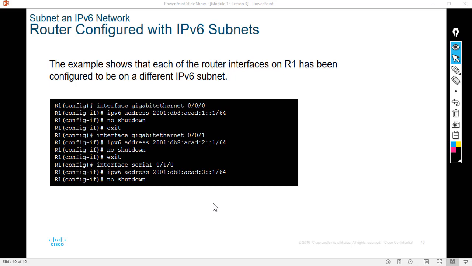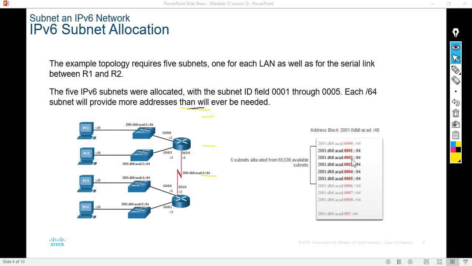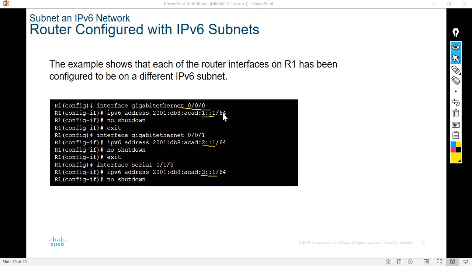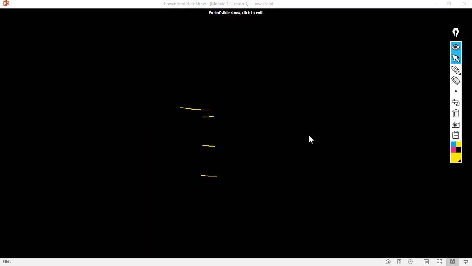So similar to configuring IPv4, the example here shows that each of the router interfaces has been configured to be on a different IPv6 subnet. So notice interface G0/0, notice it's 1:1, and then another interface is 2:1, another interface is 3:1. That's in reference to the previous slide. Remember we have this 1, 2, 3, 4, 5, and so on. That concept is now applied here. Just like how we would assign each interface of a router to that particular subnet of the IPv4 address we've agreed to, the same applies to IPv6 as well.